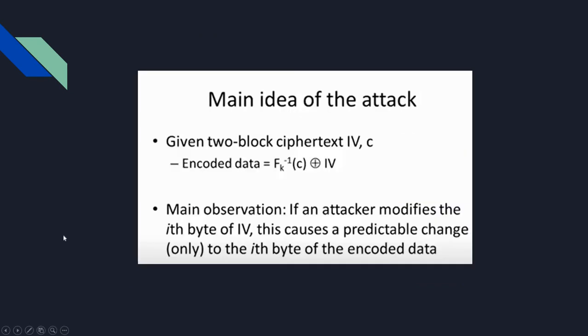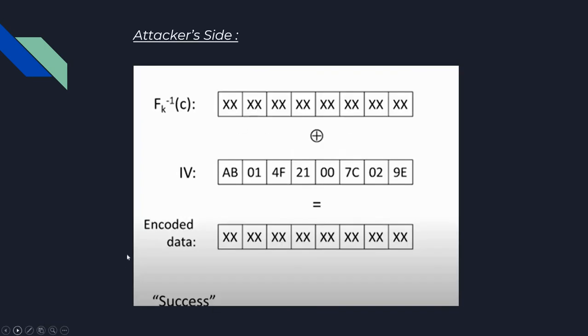So how will the attacker be able to do that? Let's see the main idea of this attack. We know that the receiver receives the ciphertext in the form of an initialization vector and the ciphertext, and the encoded data can be obtained at the receiver side by applying the inverse of the encryption function and finally XORing with the initialization vector, which gives the actual encoded data. Now the main observation in this attack is that if the attacker modifies the ith byte of the initialization vector, this causes predictable changes in the ith byte of the encoded data. Let's see how the attacker will do that with an example.